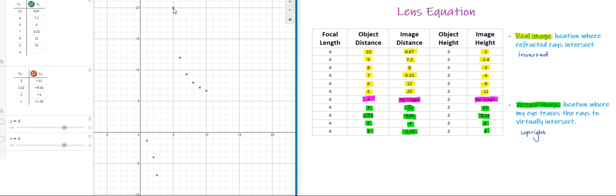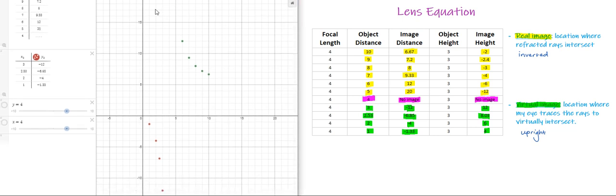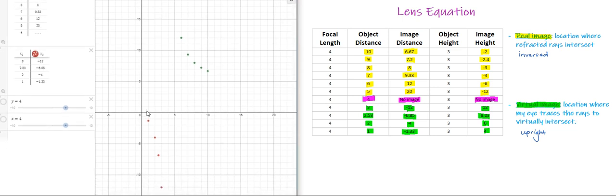So as the object gets closer to the lens, so as this value, the object distance, gets smaller, the image distance is getting greater. So if I'm looking at it in this direction, the opposite happens for the virtual images.